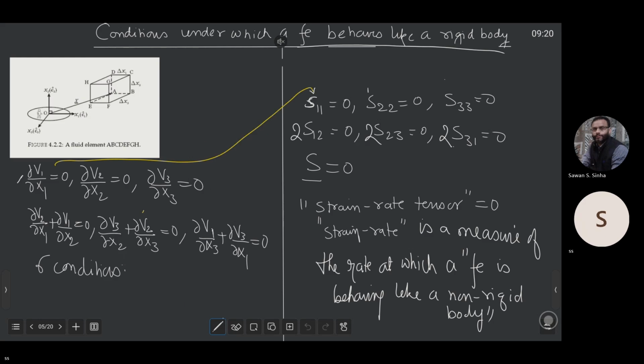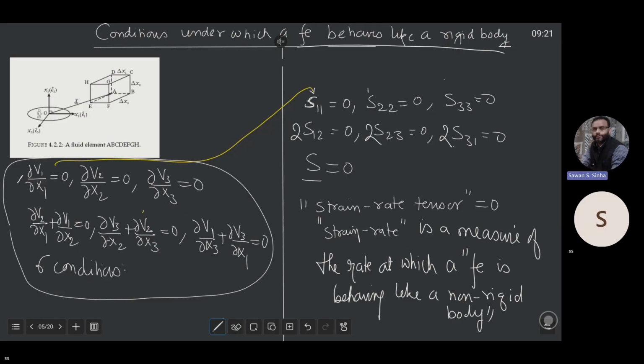Now let's revisit the conditions under which a fluid element behaves like a rigid body. Yesterday I listed several conditions. There were 6 of them. I said that all 6 should simultaneously be satisfied for me to claim that this small fluid element is behaving like a rigid body. These are the 6 conditions, based on completely physical interpretation. The edge length must not change. The angles which were 90 degrees must remain 90 degrees. This kind of requirement helped us identify these 6 conditions.